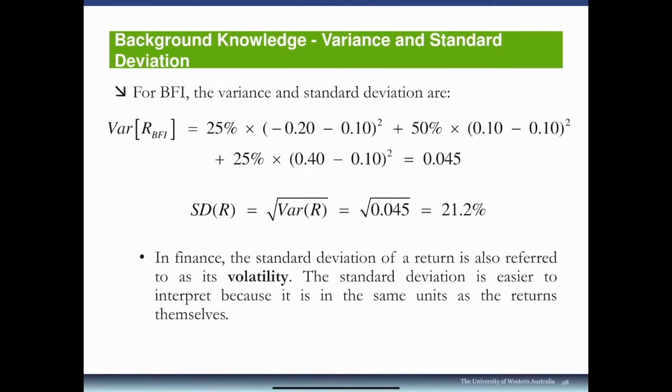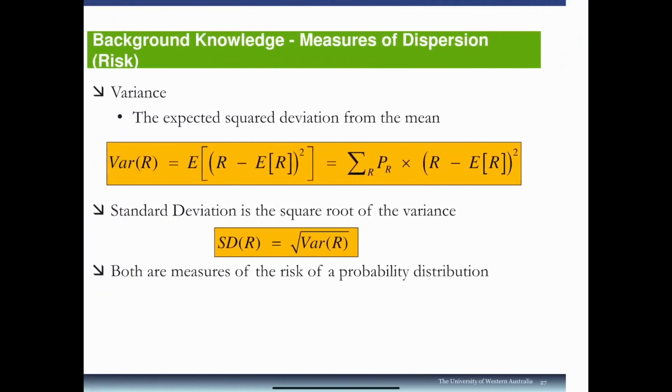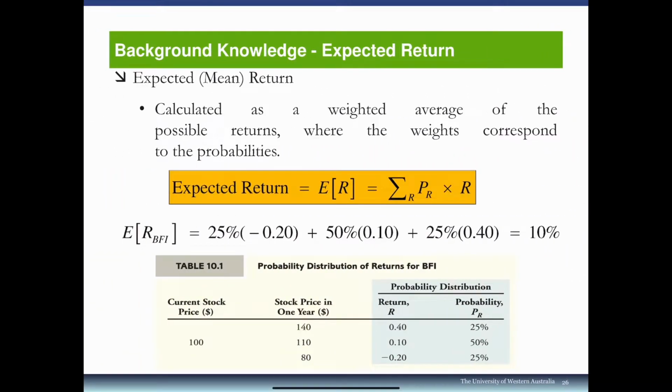So for that same example, BFI stock, how do we apply the variance formula? The variance equals the probability multiplied by the return of the particular scenario minus 0.1. And 0.1 here comes from the expected return that we calculated, right? So we calculated the expected return of BFI as 10%.